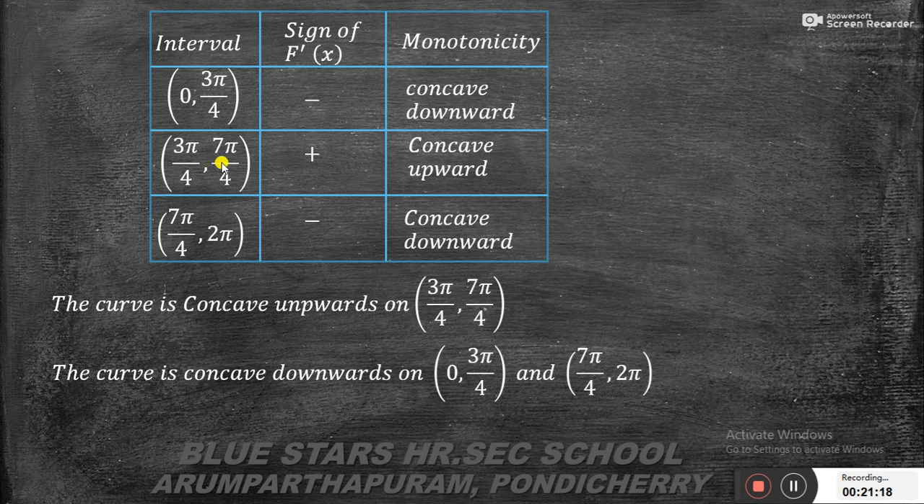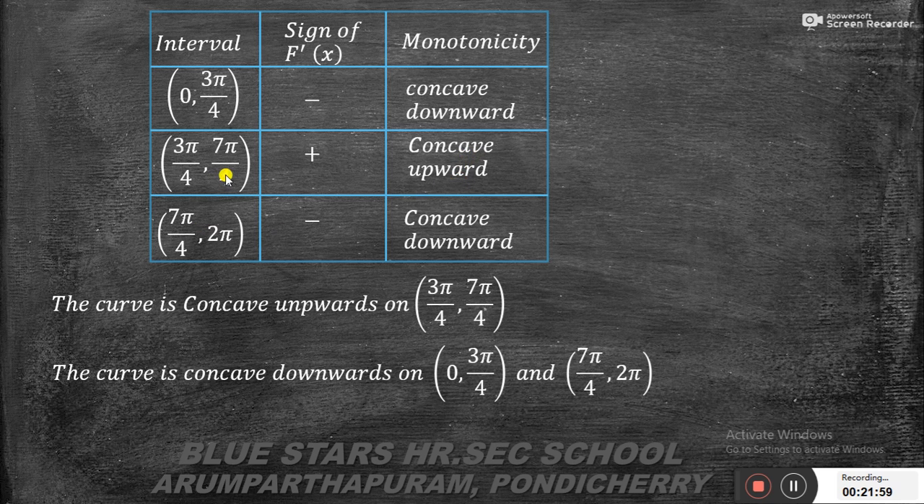Any degree you take from this interval and substitute in f double dash of x, you get the plus symbol in the answer. Suppose you substitute x equal to 180, since the interval started from 135 degrees to 315. In f double dash of x you get the plus symbol in the answer. So here it is plus, and I say it is concave upward.